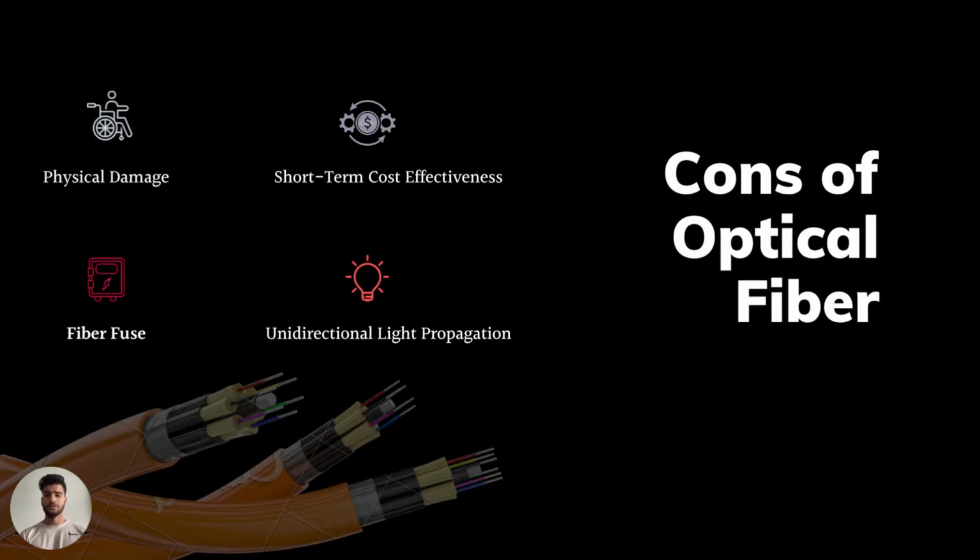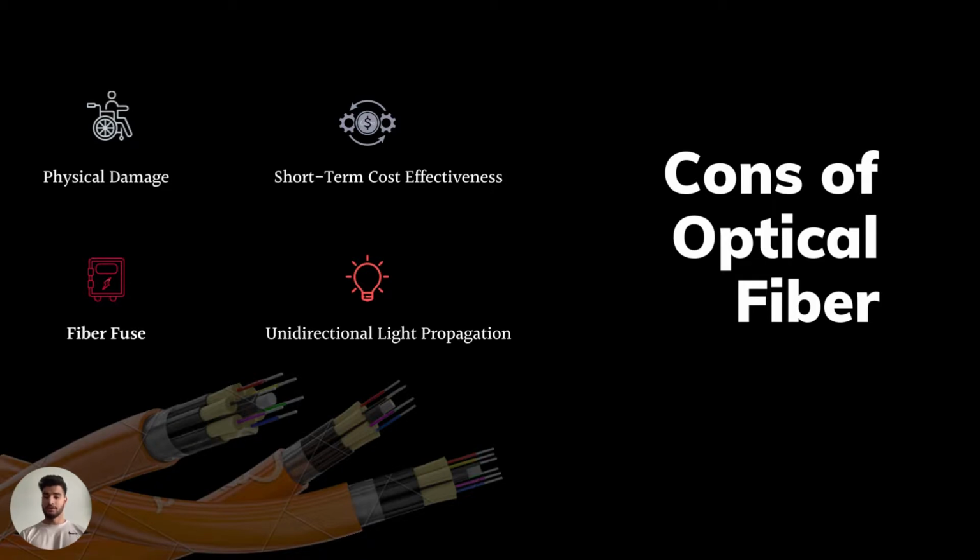Fiber fuse. At higher power, fiber optic networks are also susceptible to something known in the industry as fiber fuse. This occurs when too much light meets with an imperfection in the fiber. This occurrence can destroy long lengths of cable in a short amount of time.